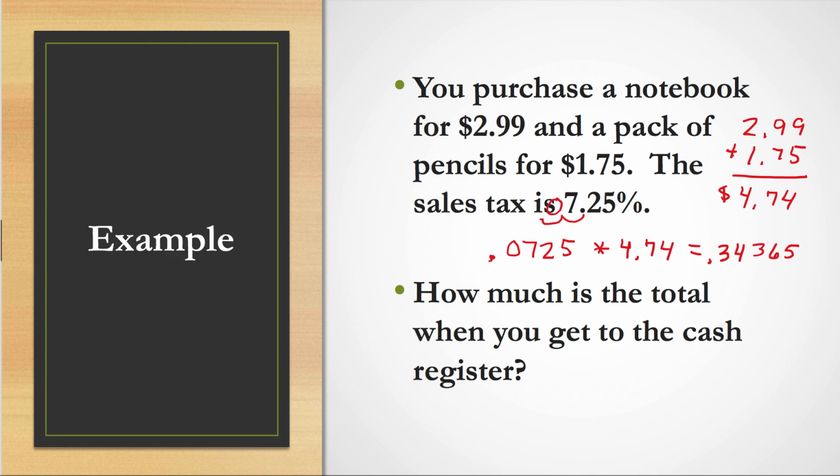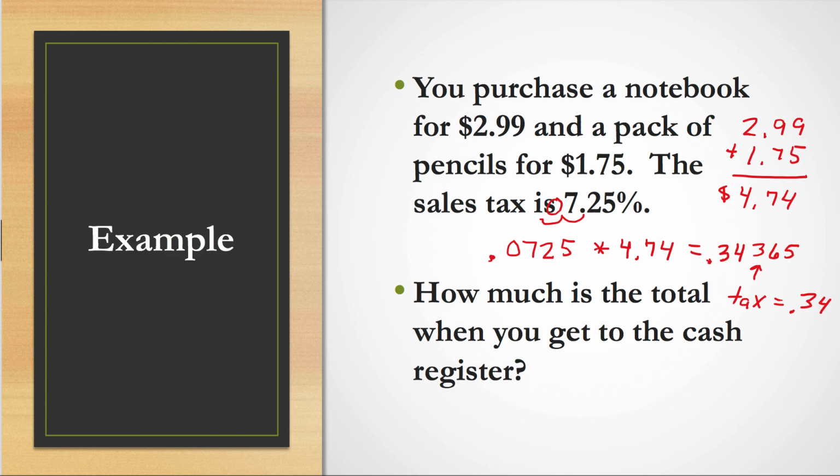Remember that we need this as 2 decimal places. So I am going to look at my 3rd digit. Remember, if it's 5 or more, we're rounding up. Otherwise, we're going to leave it alone. The number that I marked here is a 3, so that means this is just going to stay as it is. So our tax is just going to be 34 cents.